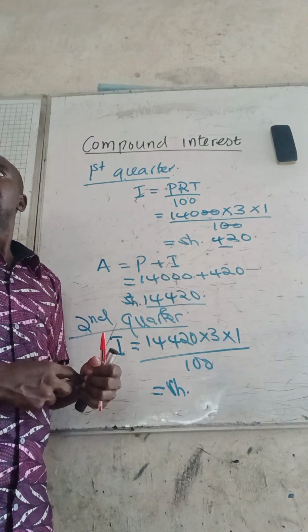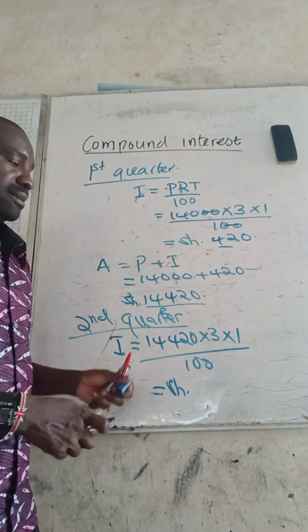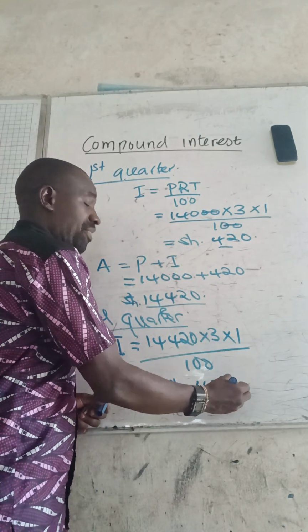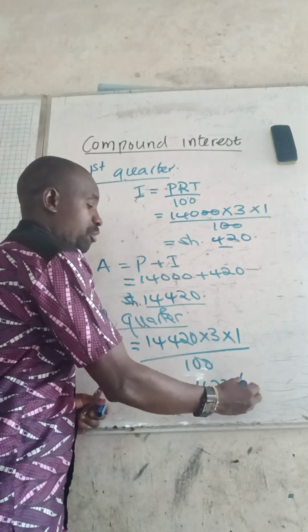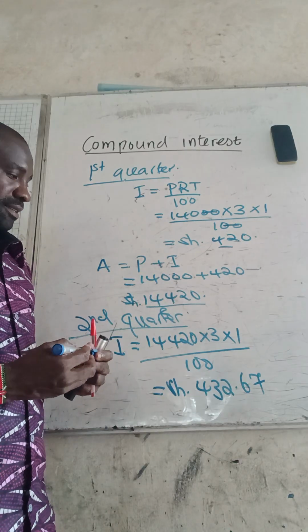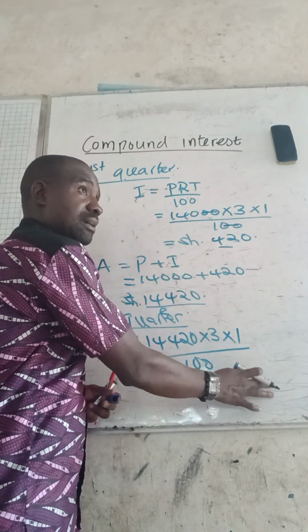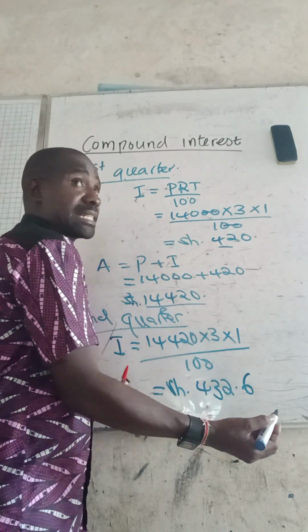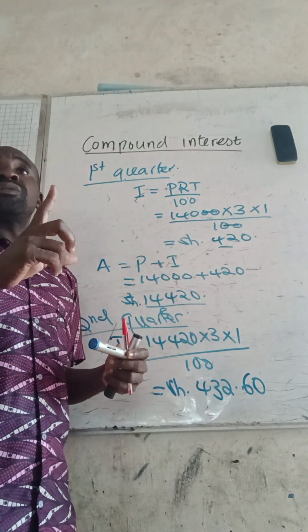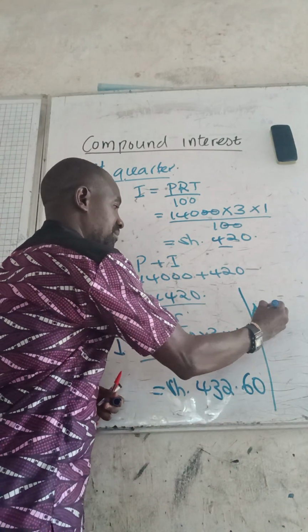So, what do we have? $432.60. So by the end of the second quarter, how much do we have?